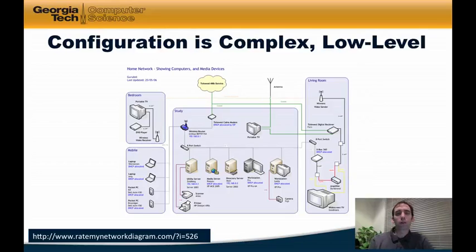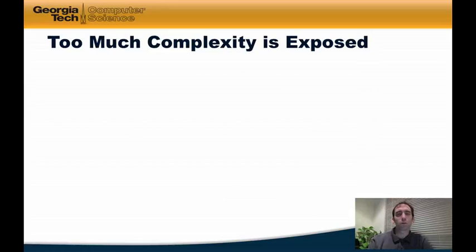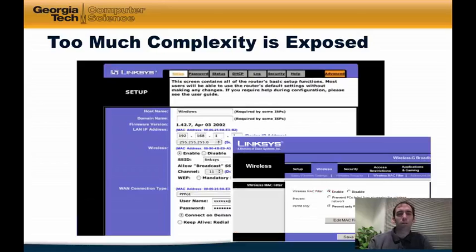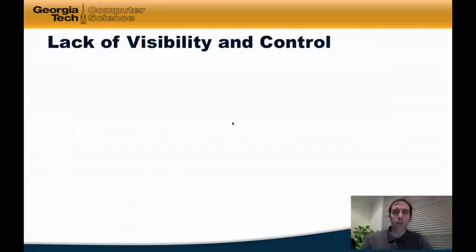Unfortunately, home network configuration can be extremely complex and low-level. While your home network may not look quite this complex, many of us have certainly experienced the frustration of not being able to diagnose problems that arise in our networks at home. Too much of this complexity is exposed to the user. We've experienced some of this frustration in the configuration modules that exist in today's home routers. Unfortunately, current means for managing home networks provide neither visibility nor control to the users of these networks.